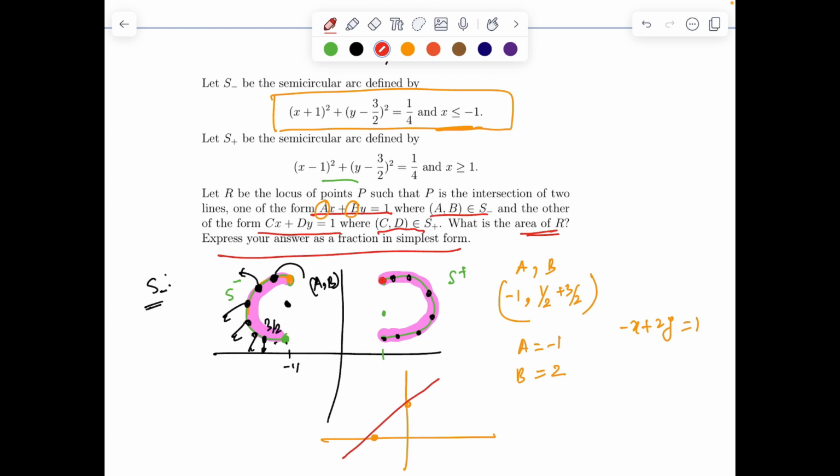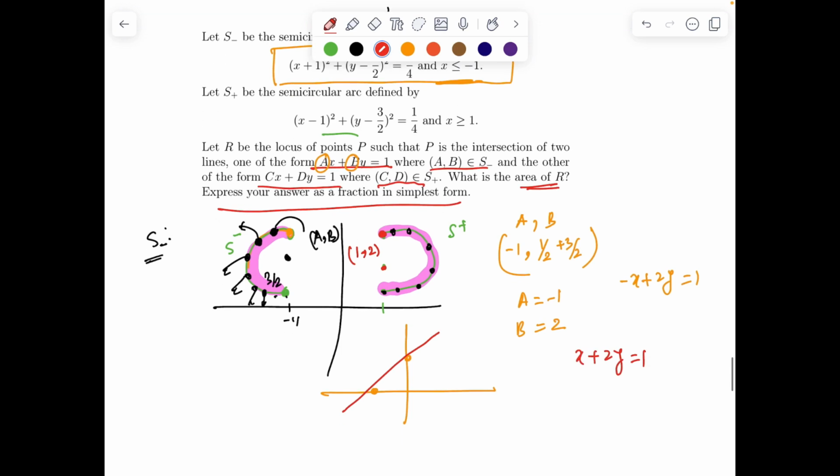Similarly, I can take this point and make a line. For example, the x value is 1 and the height becomes again 2. So with 1 and 2, I can make the line Cx plus Dy, which is x plus 2y equals 1. You can see when x is 0, y is half, and when y is 0, x is 1. So we have this line of intersection. With the point (1, 2), if I make a line, it will look something like this.